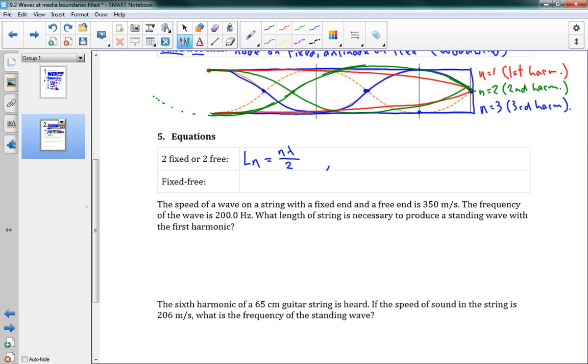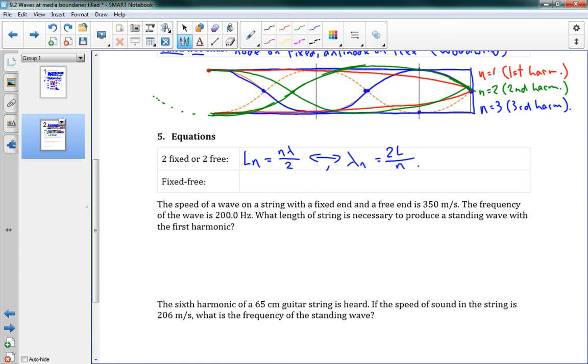And the other way we can do this is we can say if I have a fixed length of string, I can find what is the wavelength of my nth harmonic. And this is 2L over n. And you can see that these two equations are basically equivalent. I've just solved for L, or I've solved for lambda. So that's those two equations.